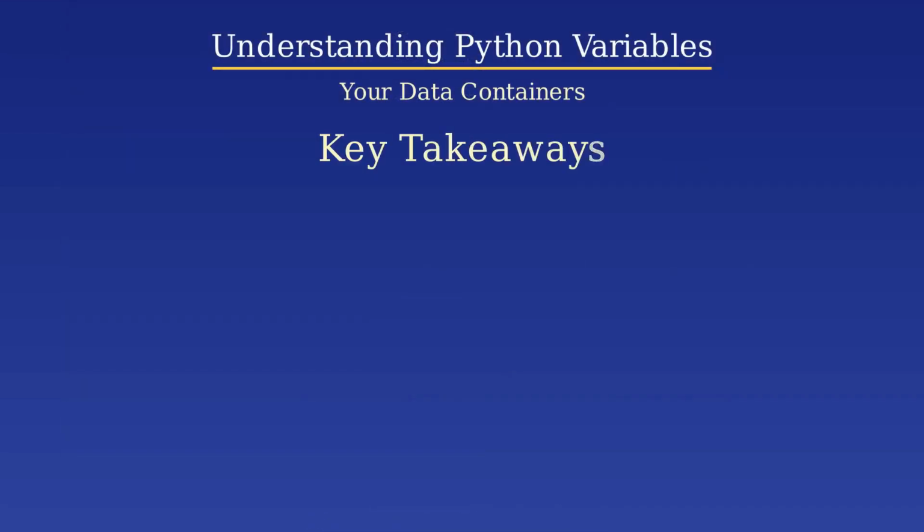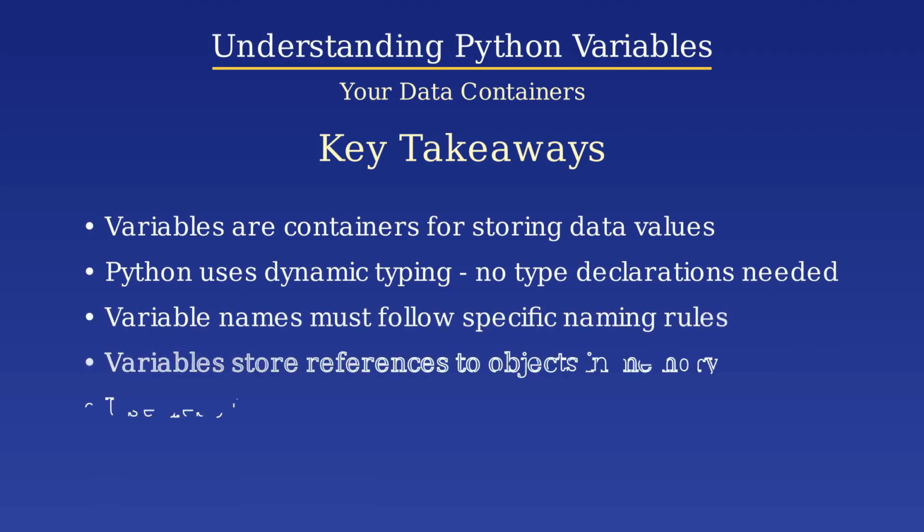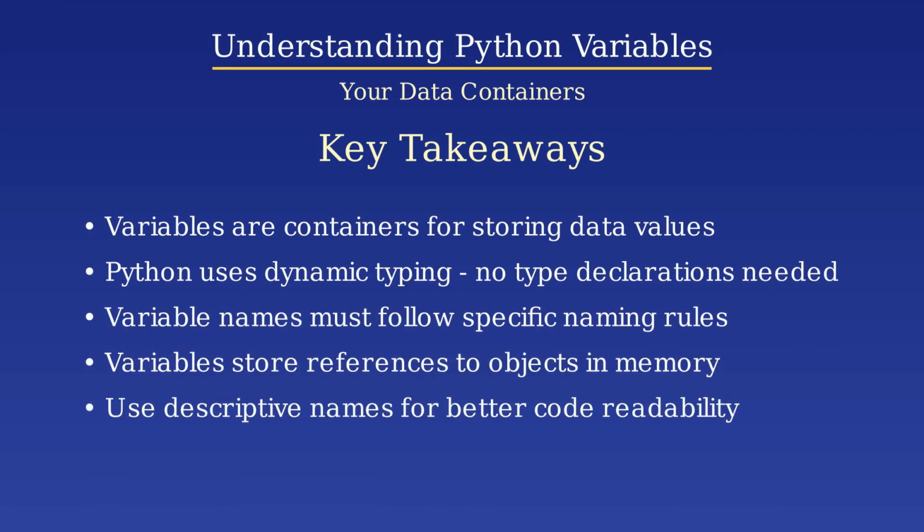To summarize what we've learned about Python variables, they are containers for storing data values. Python uses dynamic typing, so you don't need to declare variable types. Variable names must follow specific naming rules. Variables store references to objects in memory, and using descriptive names makes your code more readable and maintainable.